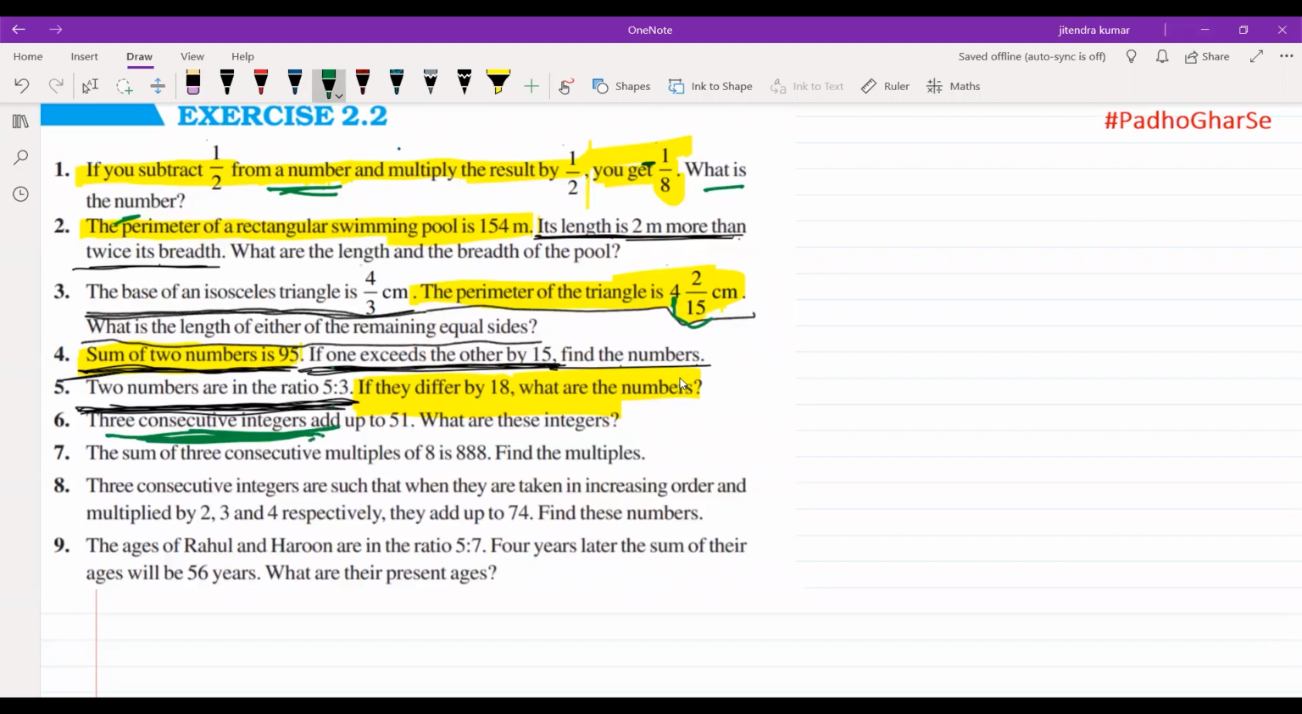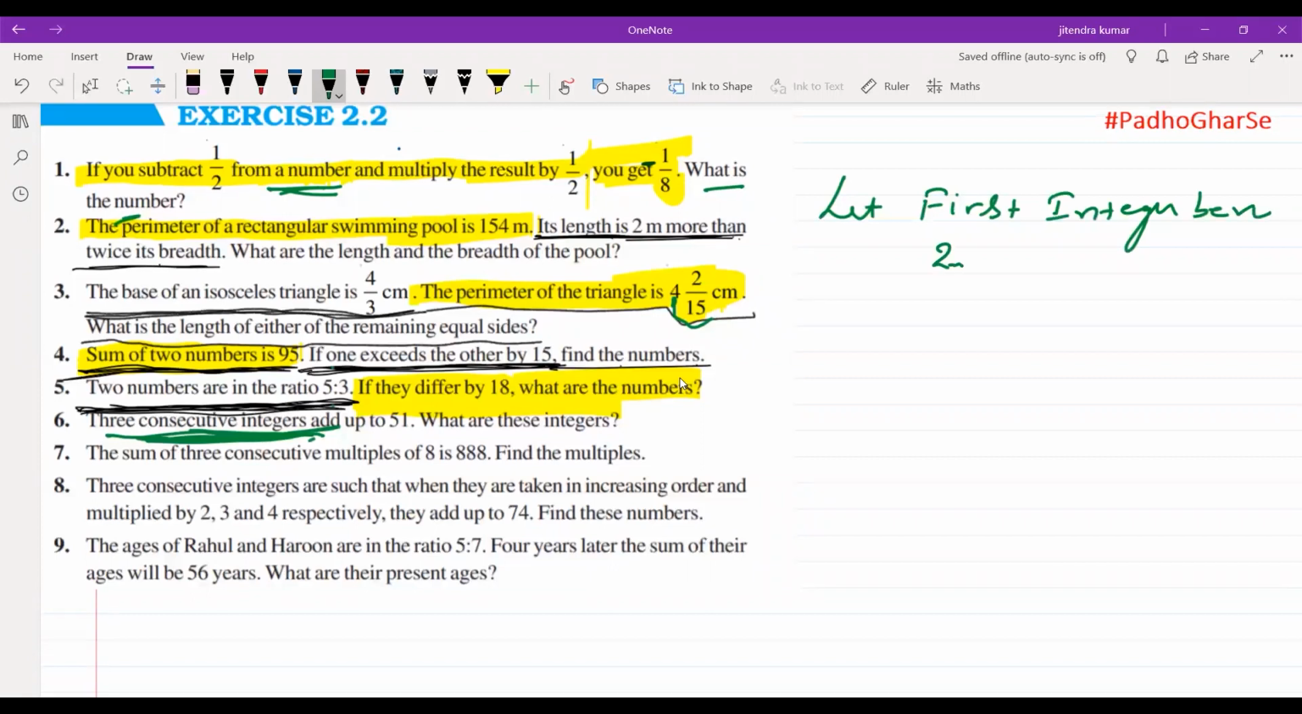Let the first integer be x, the second integer be x plus 1, and the third be x plus 2. Then we have to add all these 3, and this should be equal to 51. So x plus x plus 1 plus x plus 2 is equal to 51.